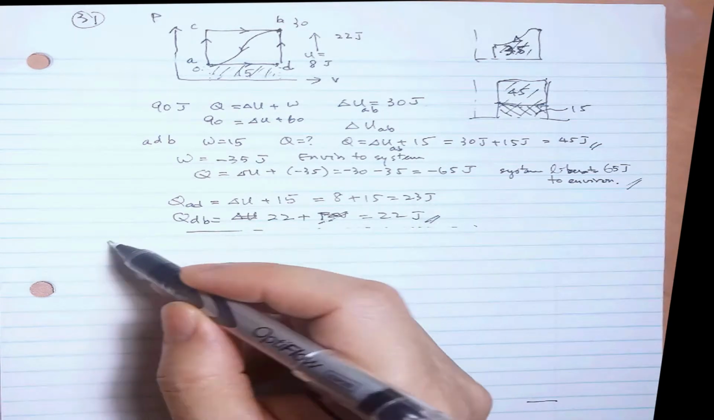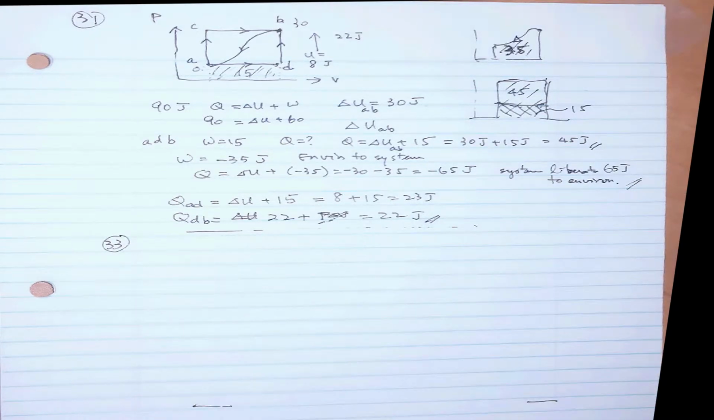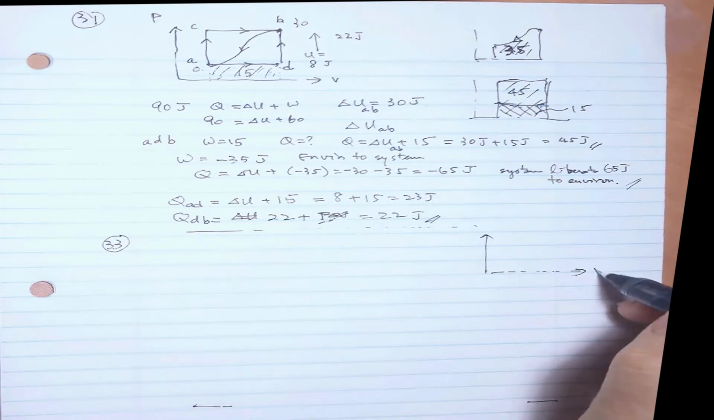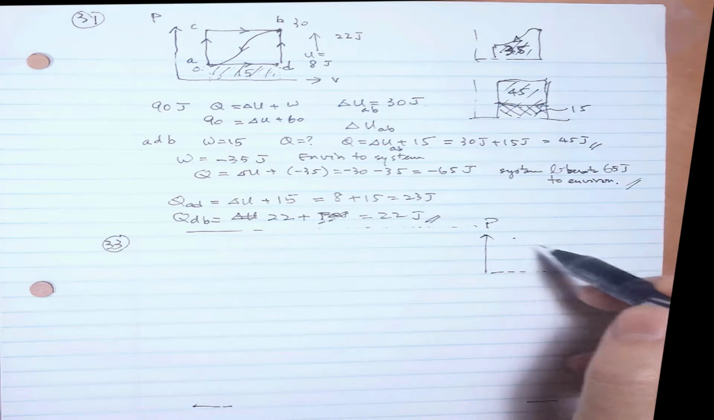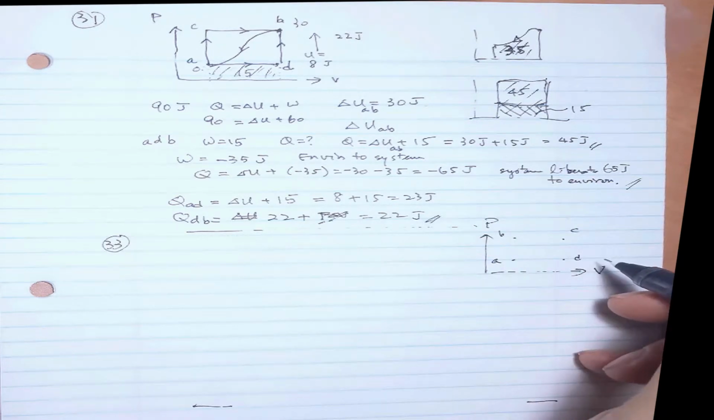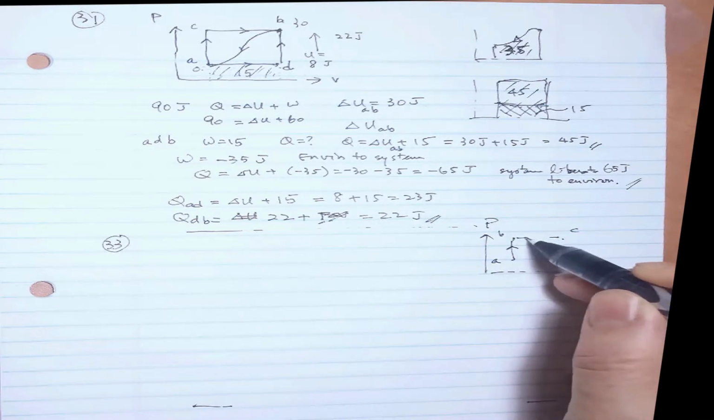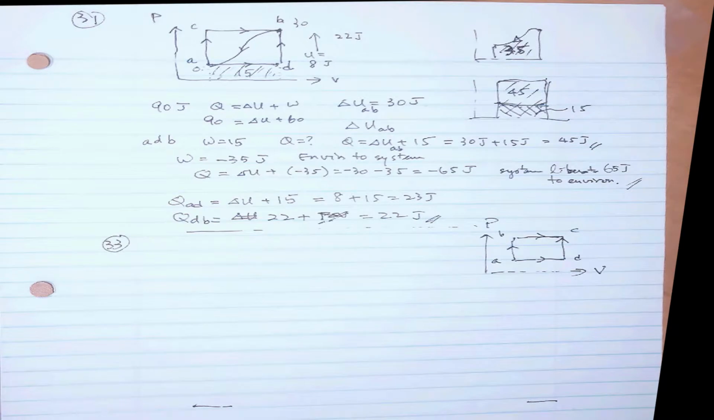Okay. And then we do number 33. Number 33 says you have a diagram that looks like this. You have A, B, C, D as 4 states. So you have A, B, C, D, 4 states. And that you can have, again, from A to B, B to C, or A to D, D to C, okay, in that order.